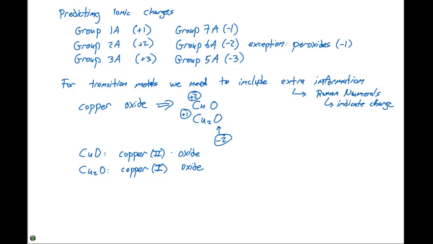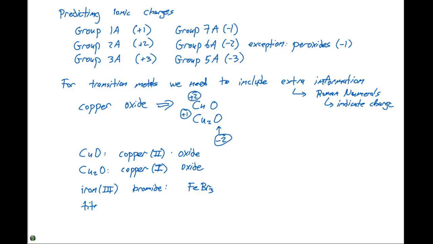Other examples, if we were given the name and then went to a formula, if we were given iron(III) bromide, iron(III) bromide has a +3 charge on the iron. The bromide is in group 7A, so it's going to have a -1 charge. So this has to be FeBr3 in order for the charges to cancel out.